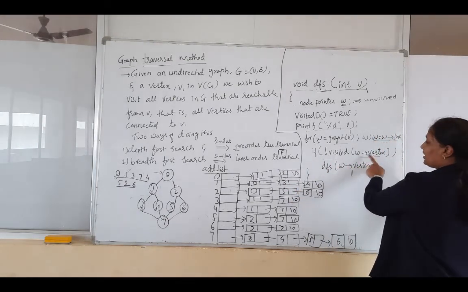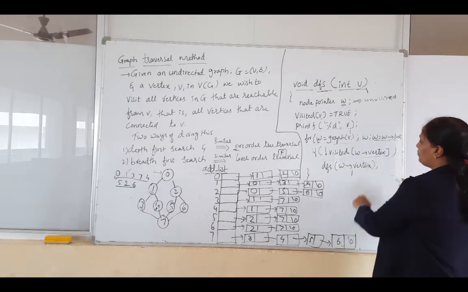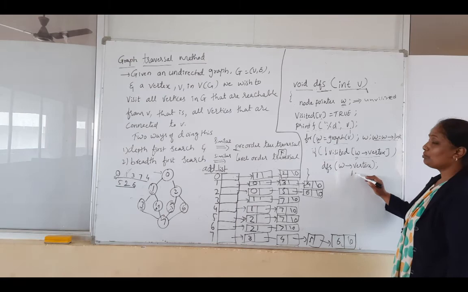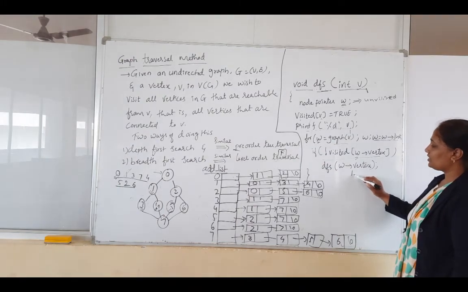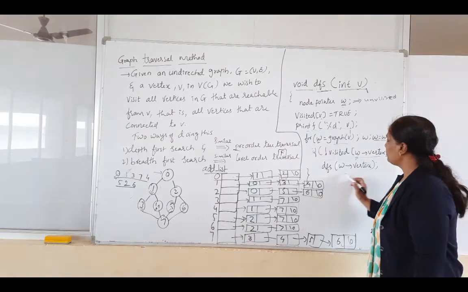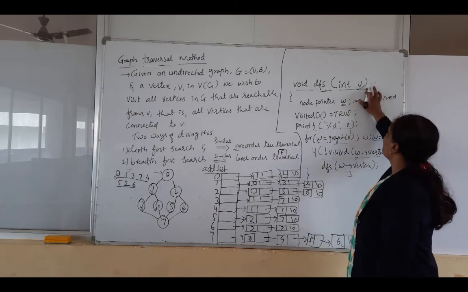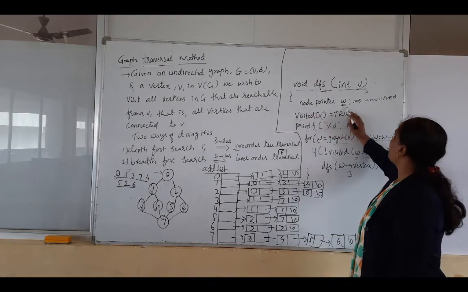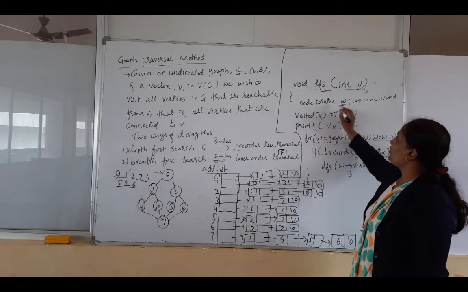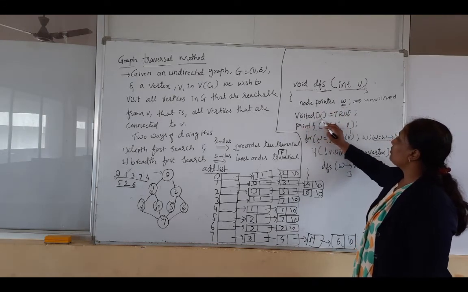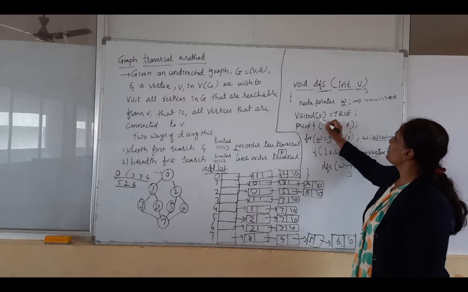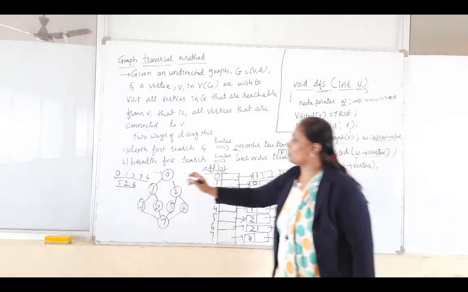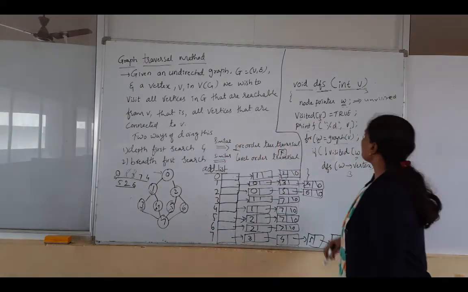So whatever the value of W is there, that vertex is not yet visited. So you are going to pass that vertex to the DFS function. So which one is passed now? 3 is passed. Now the V value becomes 3 here. Next, node pointer W. The visited vertex is now 3. You are going to set it to true. Then you are going to print that. So 3 is printed now.